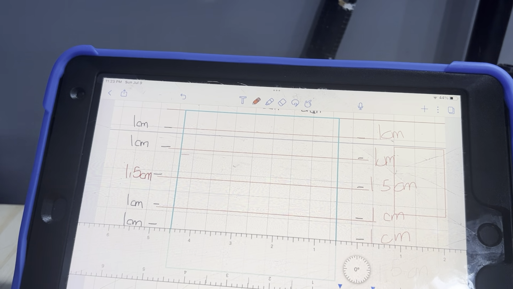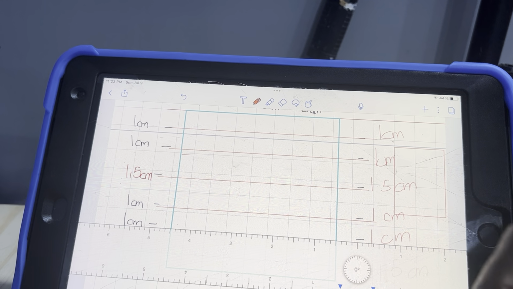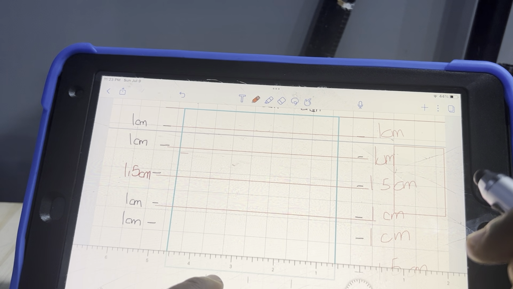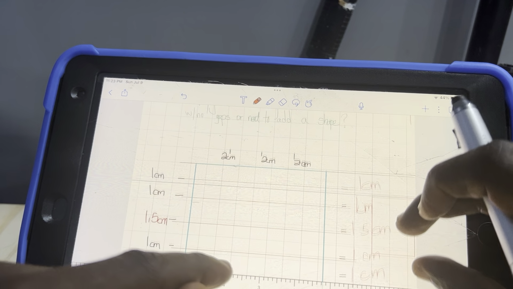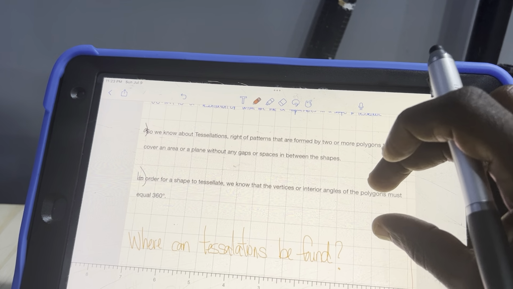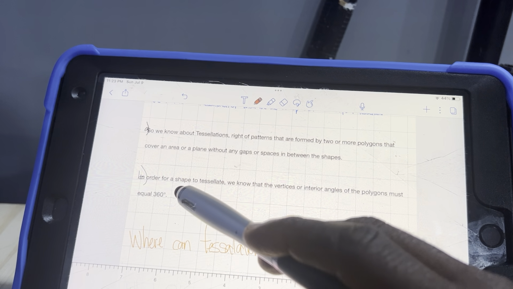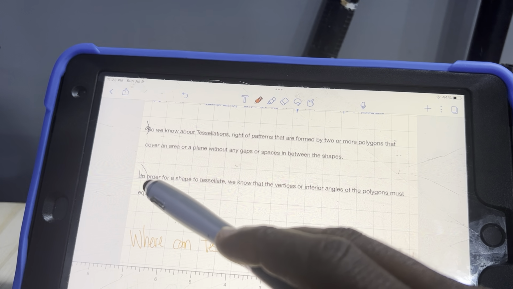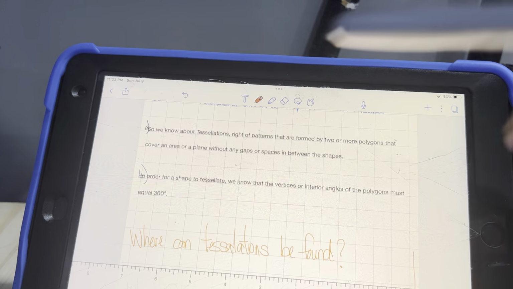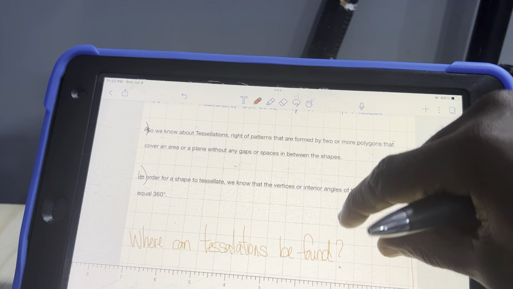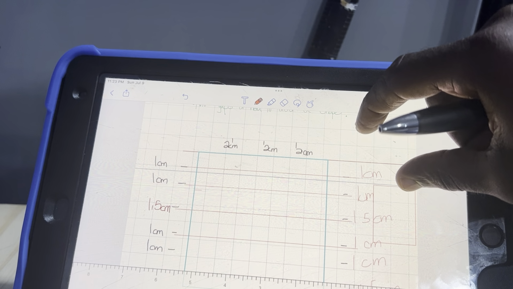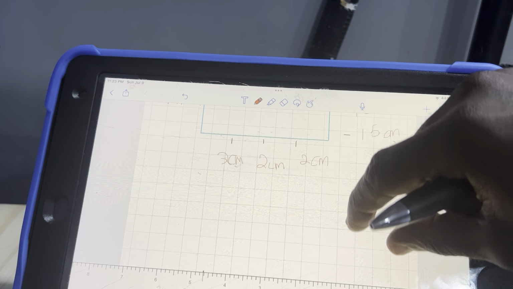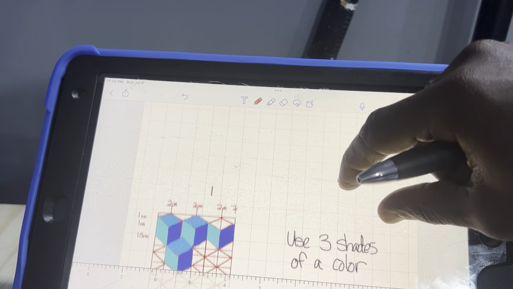Okay, now it does need to be precise, right? Because that's how we're going to get our angles to add up. If we remember, we said one of the requirements is that our internal angles have to equal 360 degrees in order for our pattern to tessellate, right? In order for it to repeat itself and cover our space.